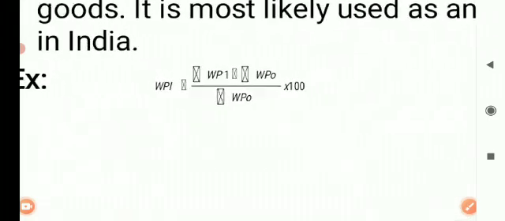It can be calculated with the help of this equation: wholesale price index is equal to the summation of the current year wholesale price index minus the summation of the base year wholesale price index, divided by the summation of the base year wholesale price index, into 100. With the help of this equation, we are able to understand the wholesale price index systematically.